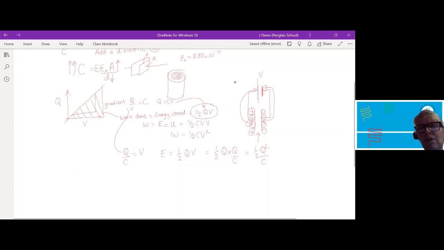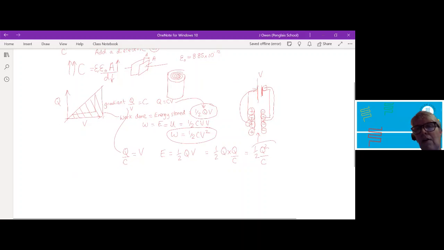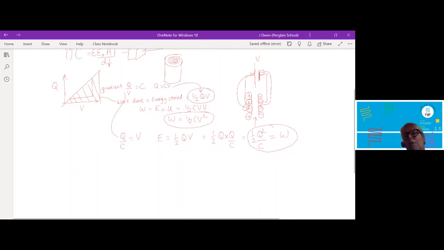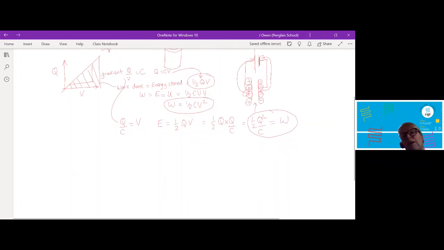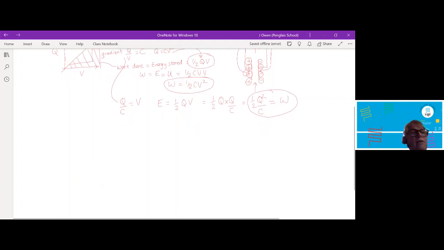I can use this one, half CV squared, and I can use this one, half Q squared over C, is the work done or the energy stored on the capacitor. So I've got three different equations that I can be using, and it just depends what you're given, and what you've been asked to work out in the previous part.